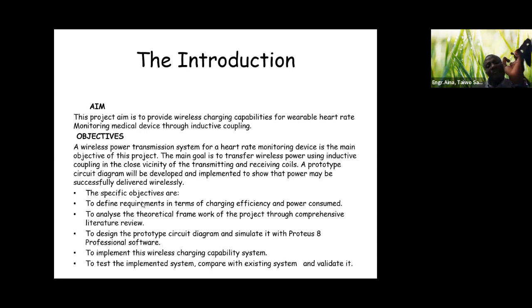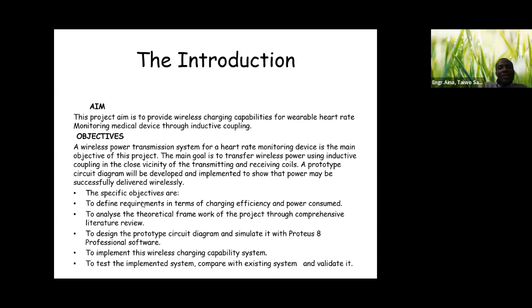These five points are very, very important when you are writing the objectives of your project. Don't just copy and paste something that is not even related to the project at all.